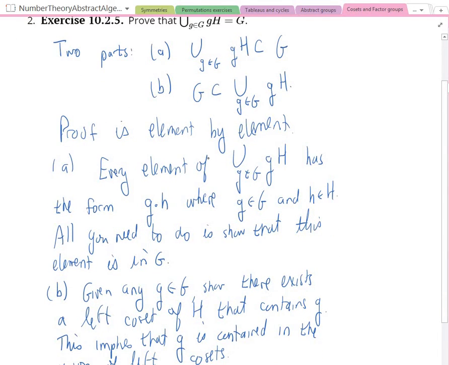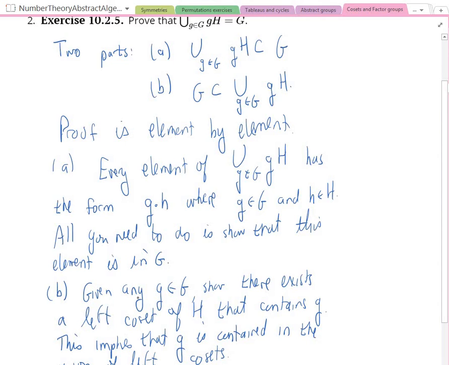So first of all, every element of the set on the left has the form g times h, where g is in big G and h is in big H. To show that the left-hand set is included in G, all you need to do is show that this element is in big G. Right? Because every element has that form. If every element is in big G, then the whole set is contained in big G.